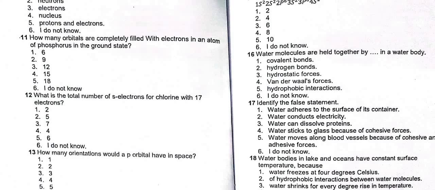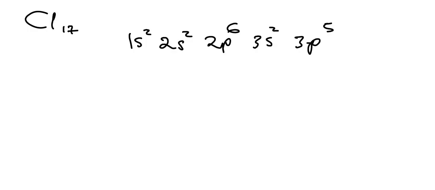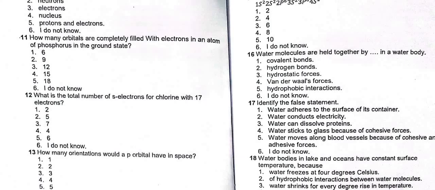So here we're looking for s electrons. So the s electrons, just look at the s. How many electrons do you have? 2, 4, 6. So meaning the best option here is 5. We have 6 electrons that are found in s orbitals when you are dealing with chlorine with 17 electrons. So the answer here is 5.